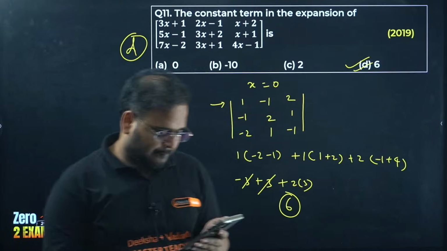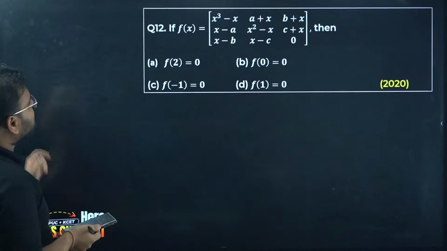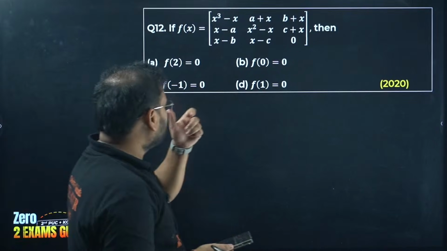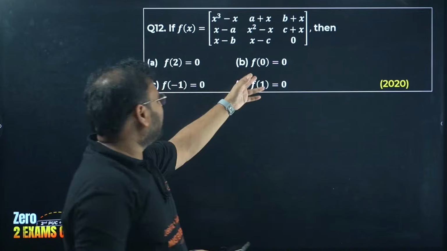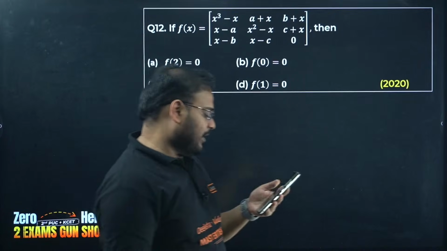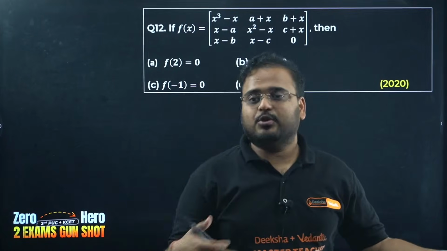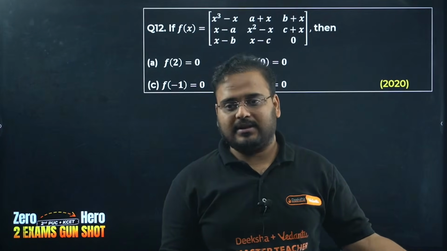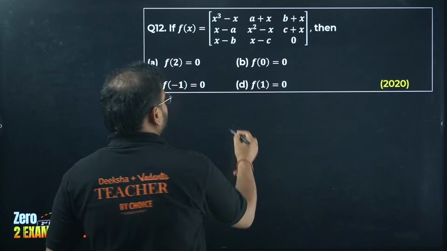Yes, got it. So 11th one is done. 12th one, now this is the last question. So I'm looking to find the value of f at 0, 1, 2, minus 1. Of course, there's no way to solve it unless we substitute the value of x as 0, 1 and minus 2. Okay, so find the f of 0.